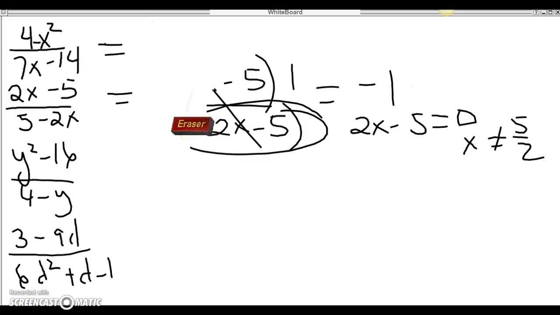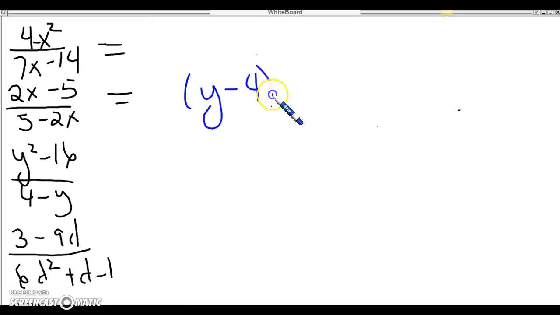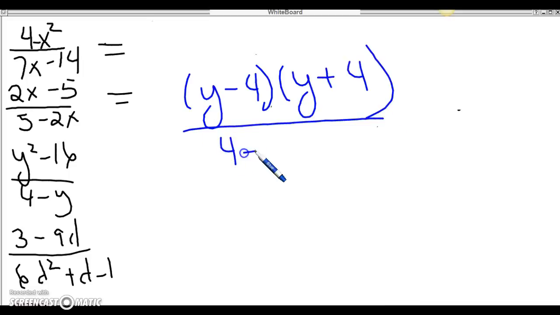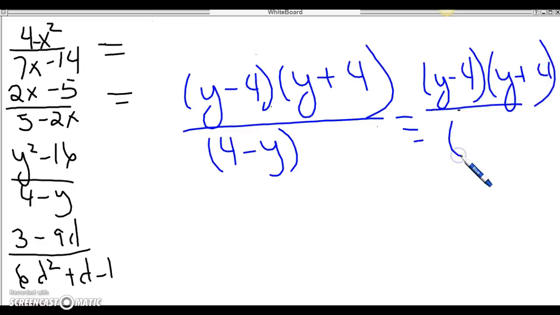Let's erase. Let's do the next one. So here, y squared minus 16 is the difference of squares. So I have y minus 4 times y plus 4 over 4 minus y. Well, I have the opposite of y minus 4 at the bottom. So I'm going to pull out a negative so I can flip it. So I get negative of y minus 4. So that crosses out.